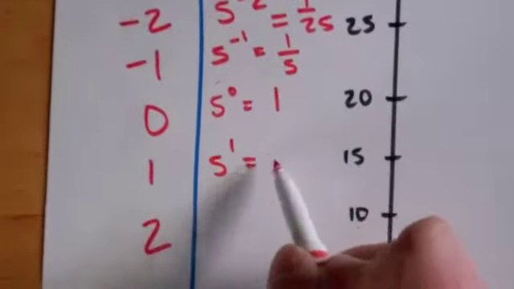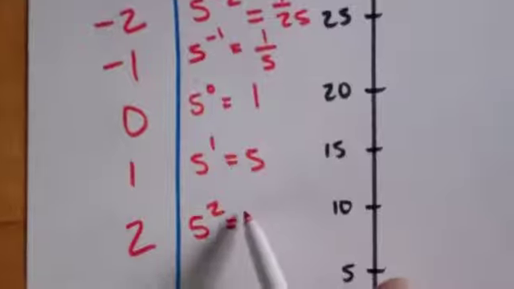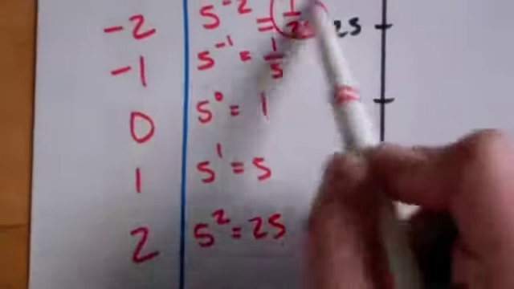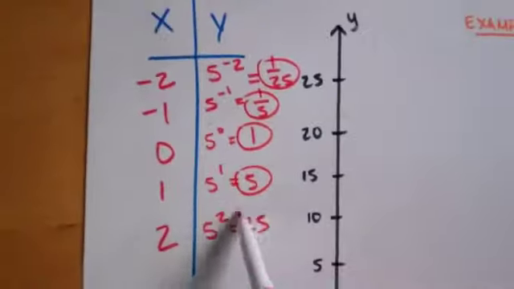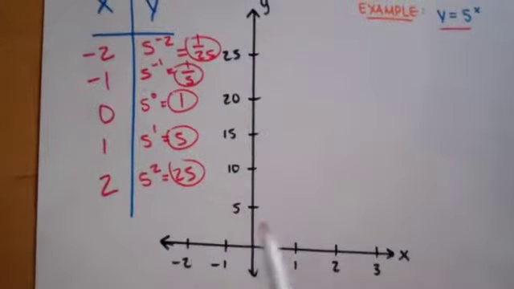5 to the power of 1 is just 5. 5 to the power of 2 is 25. Okay, so here's what you're going to be graphing, these numbers right here. So then you're just going to plot them into your graph.